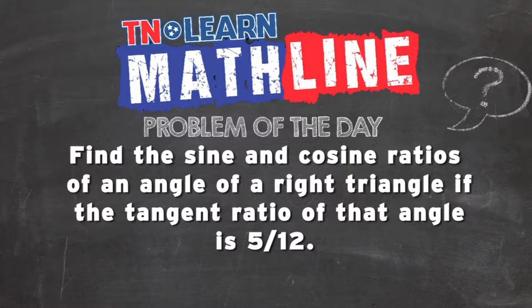Find the sine and cosine ratios of an angle of a right triangle if the tangent ratio of that angle is 5/12. Again, it says find the sine and cosine ratios, that's two, of an angle of a right triangle. Boy, a lot of angles in there. And the tangent ratio of that angle is 5/12. Let's just take a look at what that's all about. A little bit of trigonometry.